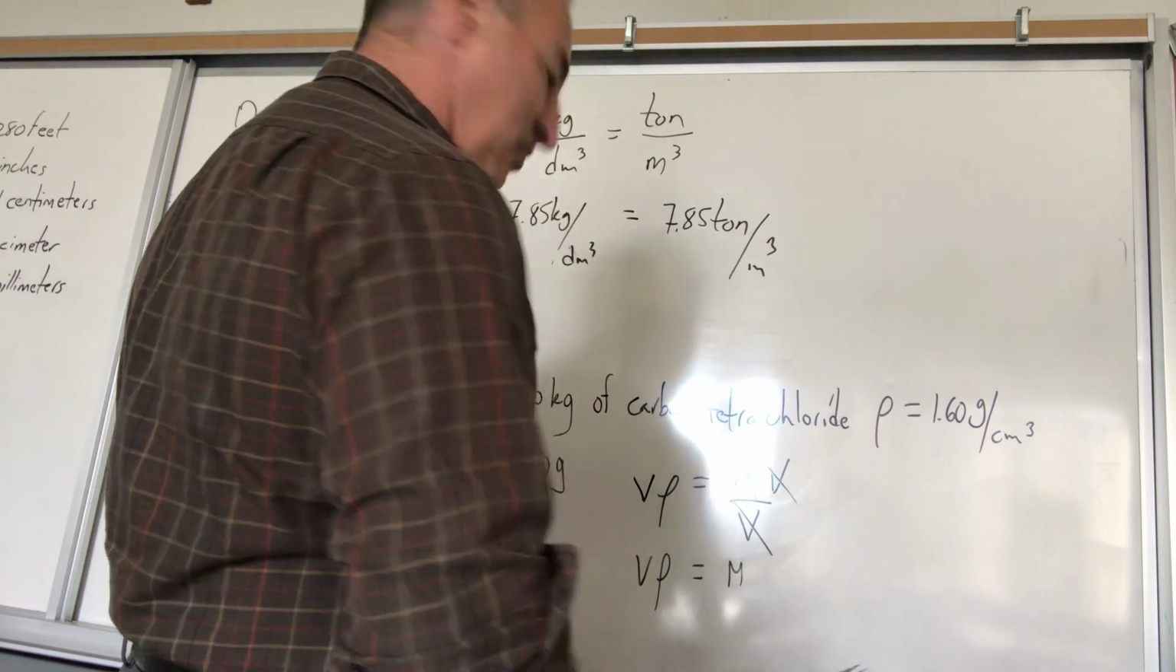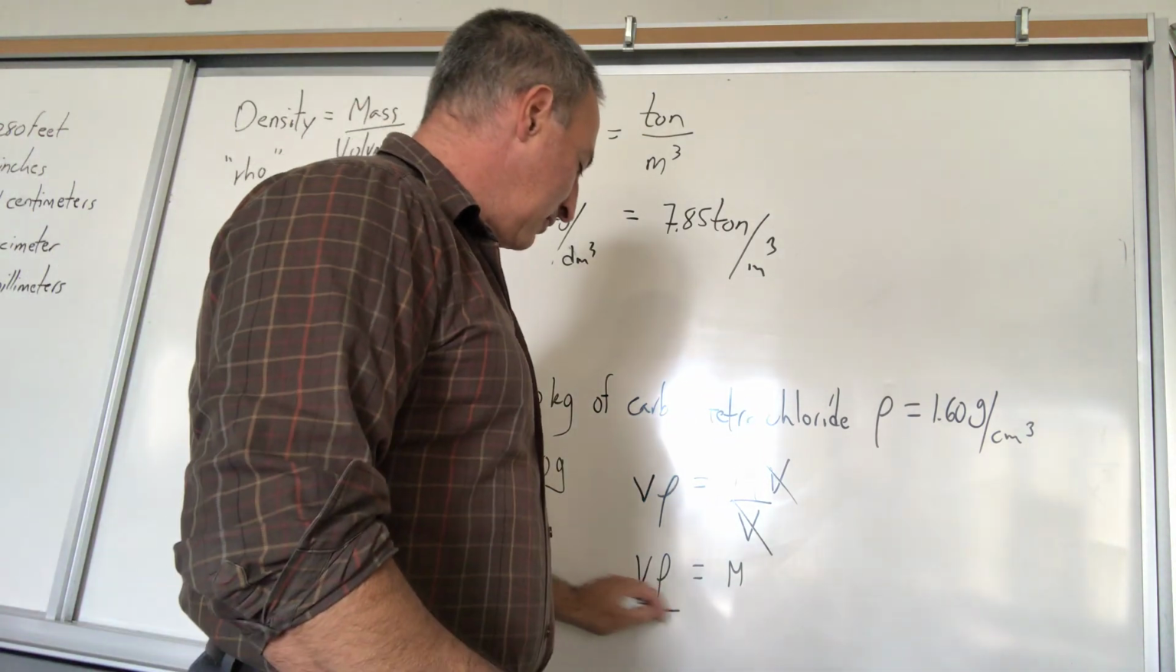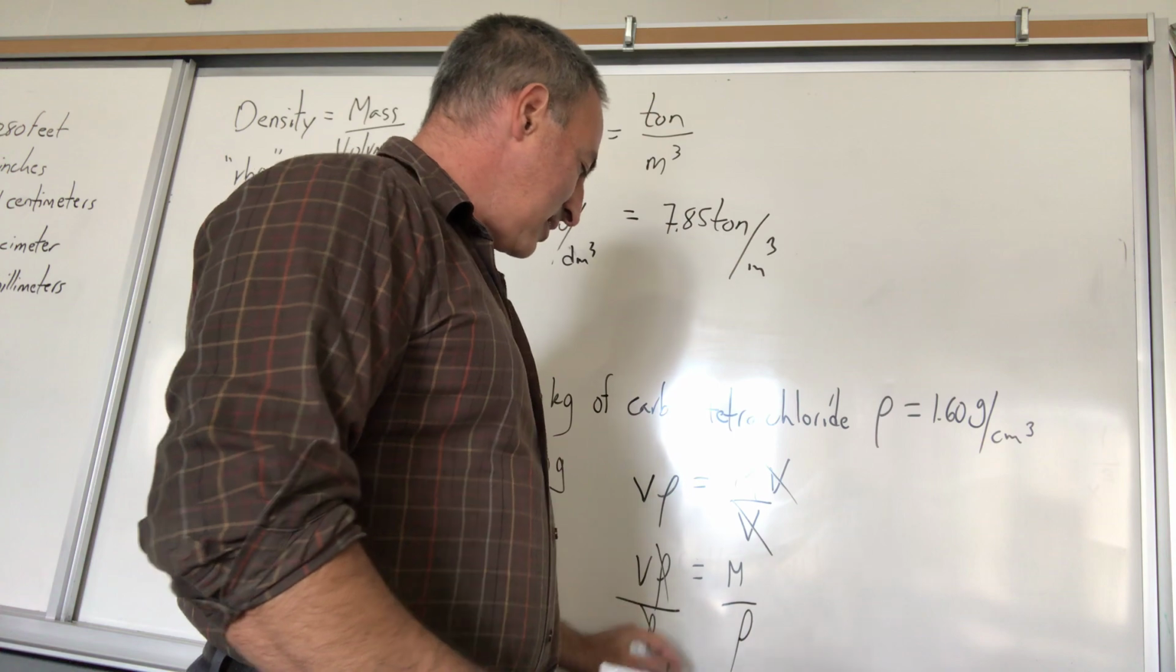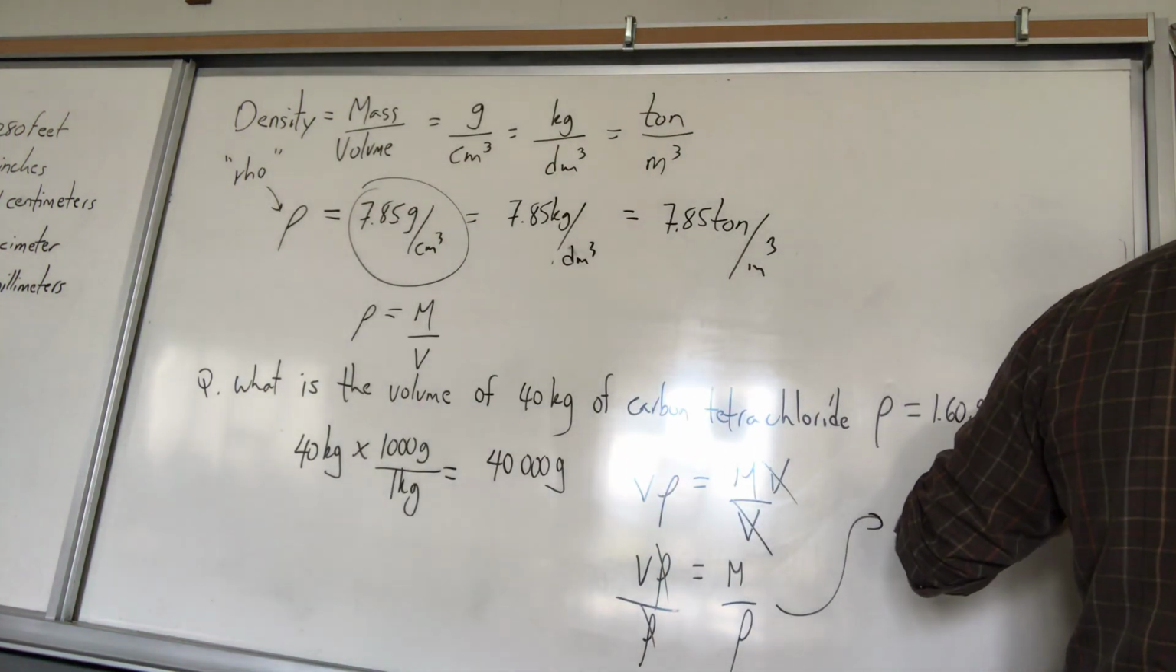But they're asking us for the volume. So what are we going to do? We're going to isolate the volume by dividing both sides by density. Density cancels on this side, so we find out that volume is equal to mass over the density.